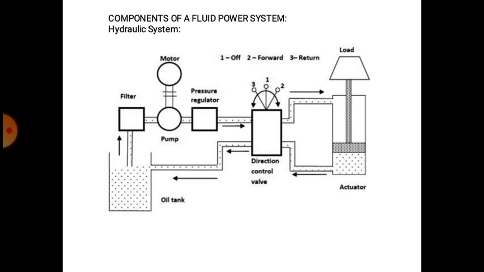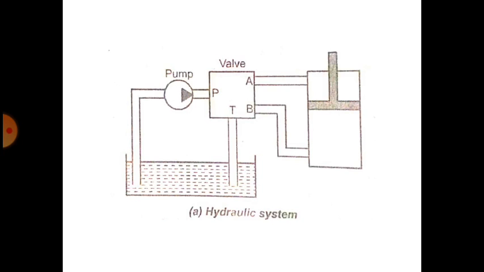In the first position of the valve, the actuator is going to extend. In the center position there is no movement of the actuator, and in the third position the actuator is going to retract. So in a simple sketch we will discuss the change of position of the direction control valve.